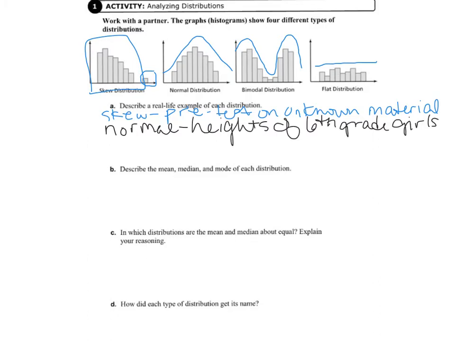Now, the bimodal distribution, it has 2 peaks on it. So that might be where you have a sample that is half boys and half girls, and one gender is a lot taller than the other, and so you would have 2 different peaks. So that's what we'll write down for our bimodal example. So that would be the heights of 6th grade boys and girls.